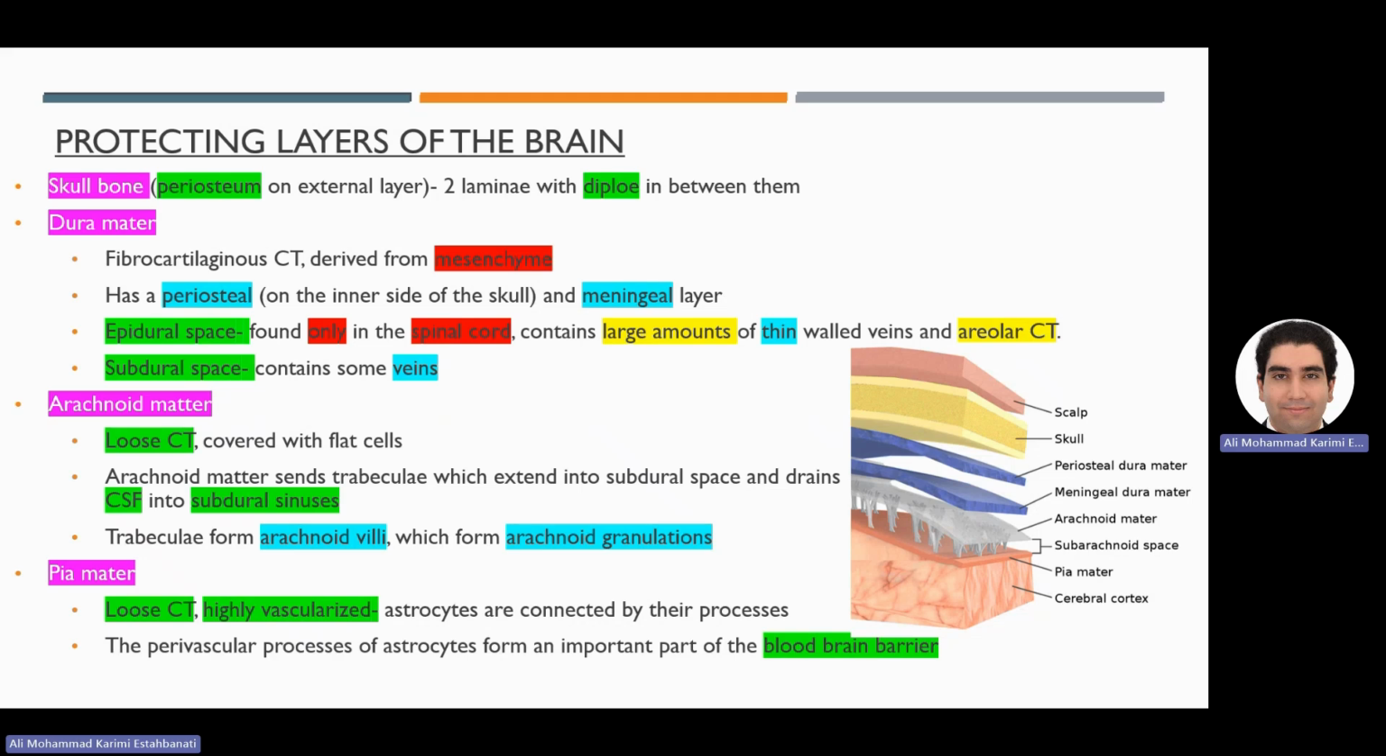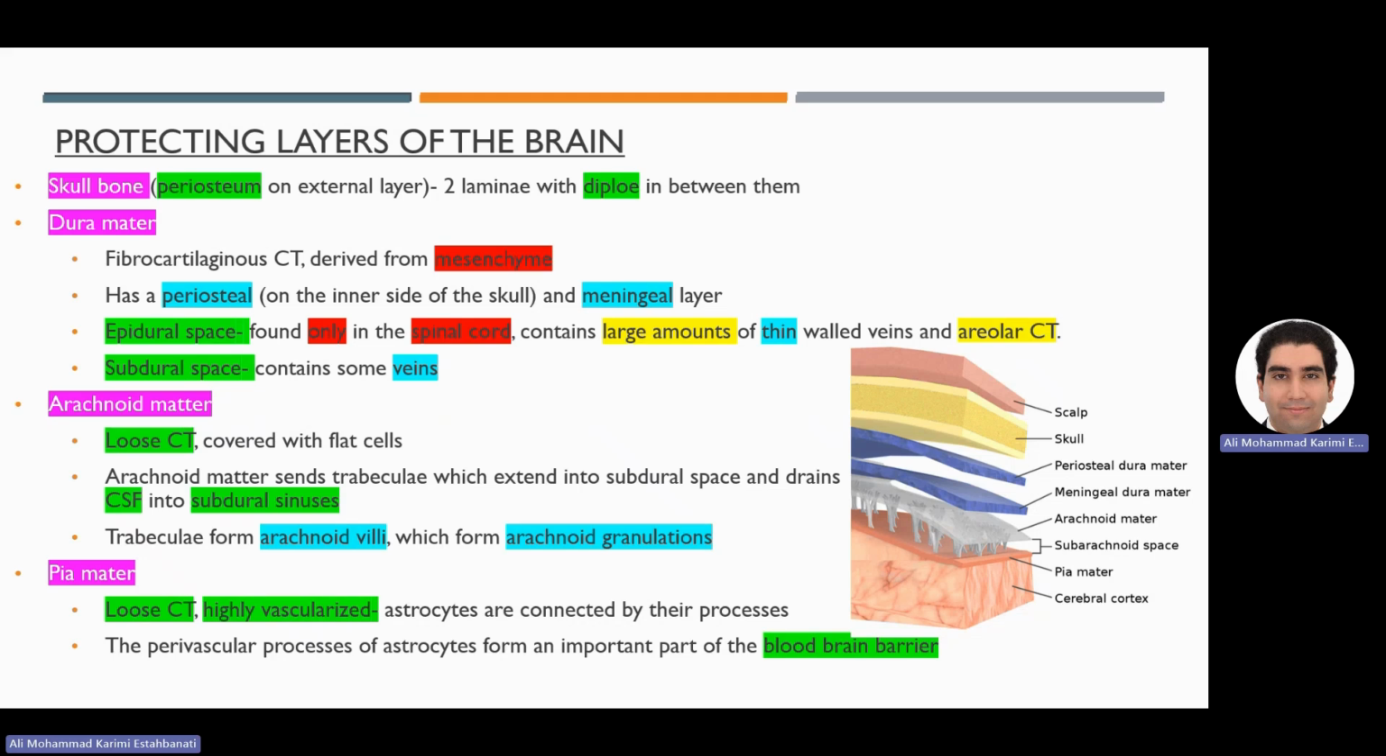Now, what is the skull bone? The skull bone is basically the periosteum. You guys already know it. It's the most external layer, and above it is the scalp, or more external to it. It has two laminas, which are connected with the diploe, and then we will have the dura mater.